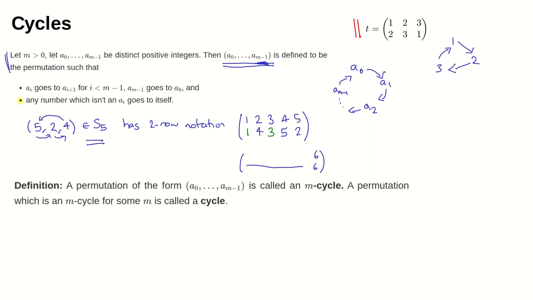Okay, let's now make precise our definition about what is a cycle. So this definition here is that a permutation of the form which we've just written down is called an m-cycle because there were m things inside the cycle here, and a permutation which is an m-cycle for some m is just called a cycle.